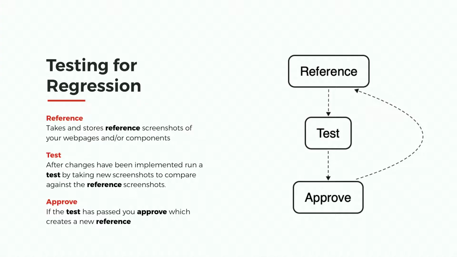So testing for regression, I sort of alluded to this before, but there are 3 real main concepts here, and think of it sort of like a workflow or a circle. You're going to start with a reference.